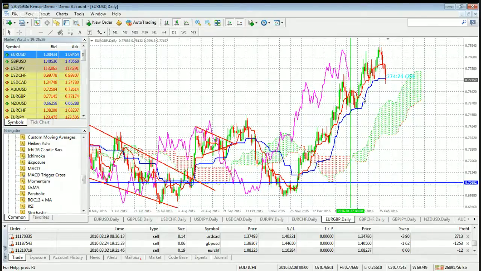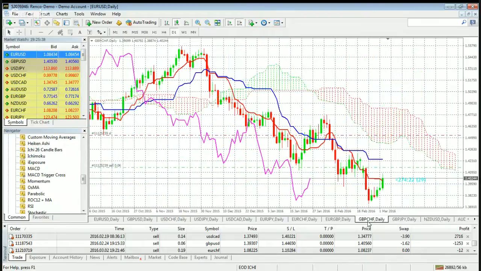Okay, right. Next chart. Let's see what this one produces. Here we've basically got the pound franc. Now on this one, got an entry signal being given by the Tenkan Kijun-sen cross. Okay.